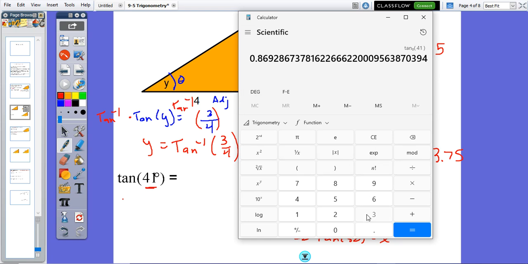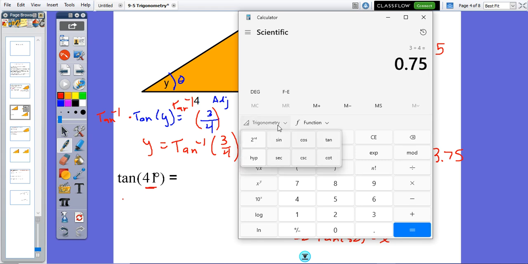On my calculator, I'm going to do 3 divided by 4 first, hit enter, get a decimal number, and then I'm going to hit inverse tangent.